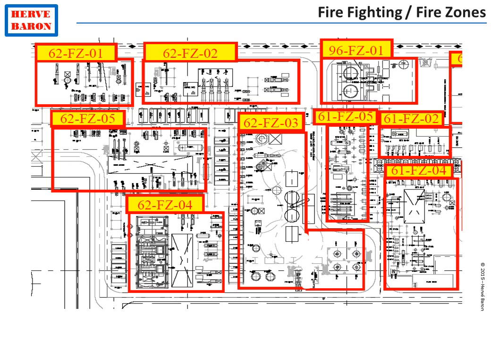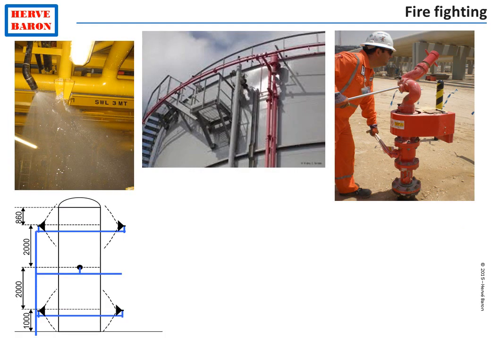Active firefighting consists of spraying water on the plant equipment. Spraying water aims at cooling down the equipment so that it will not lose its mechanical strength and collapse. It also aims at absorbing heat from the fire to reduce its intensity. Spraying water can be done by several means. Spraying water on equipment can be done automatically by what is called a deluge system, or can be done manually by a fire monitor.